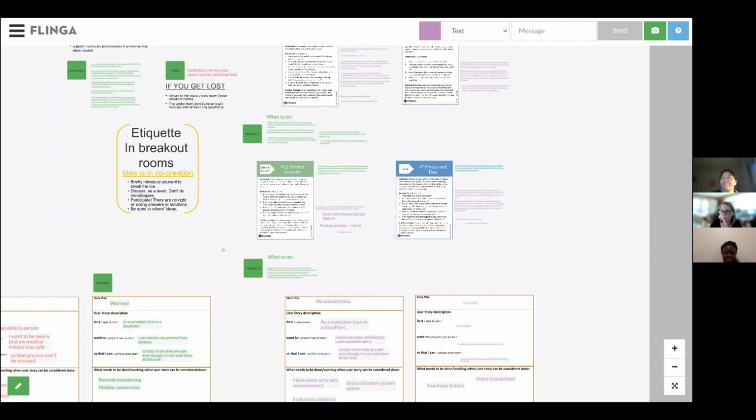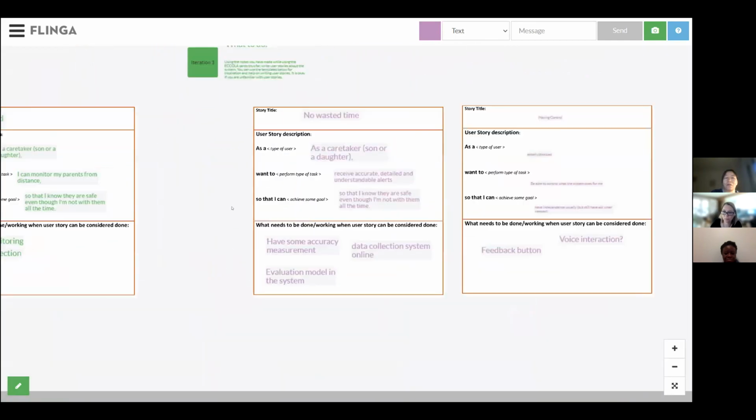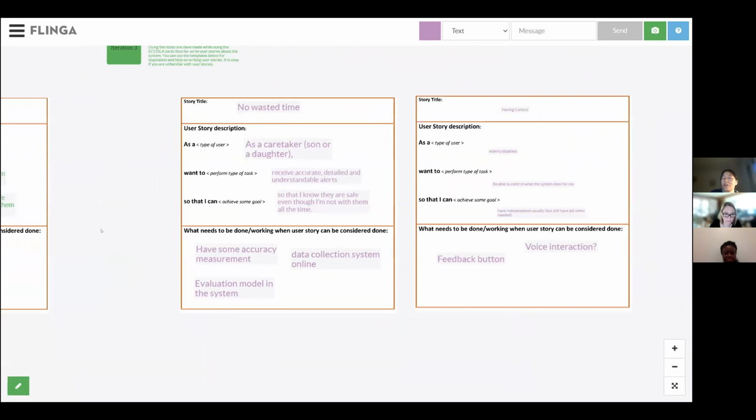Yeah. I think it's definitely related to reliability, no? If the interpretation, the evaluation, is reliable or not.